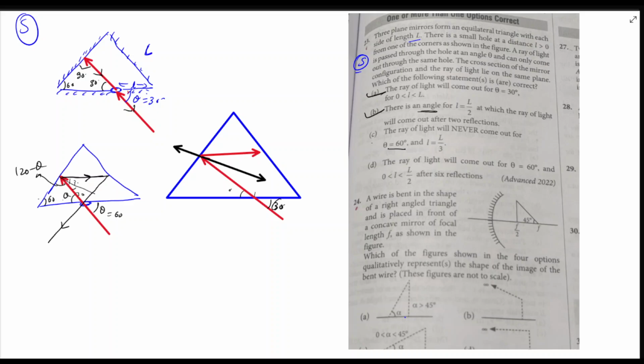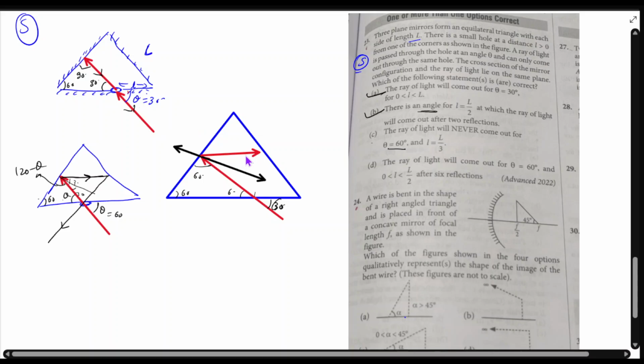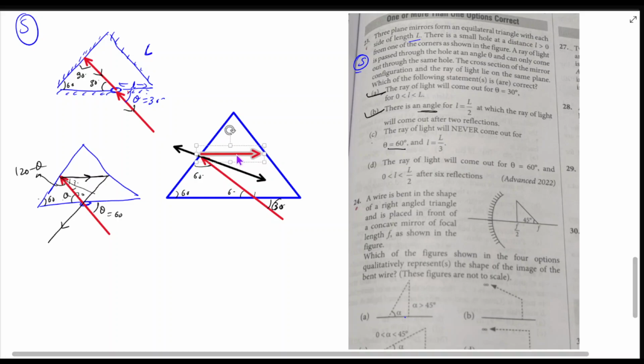So this is 60, then this will be 60. So this will be 60, and again this will be 60. So the ray will be parallel, right? So this ray will be parallel. So let me make this ray parallel like this. Okay.